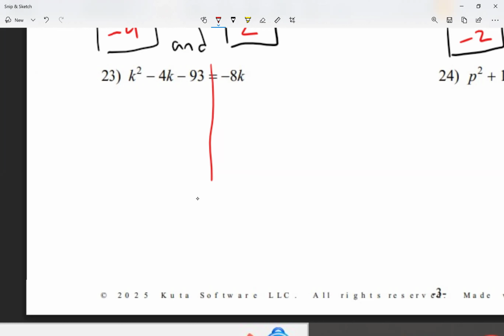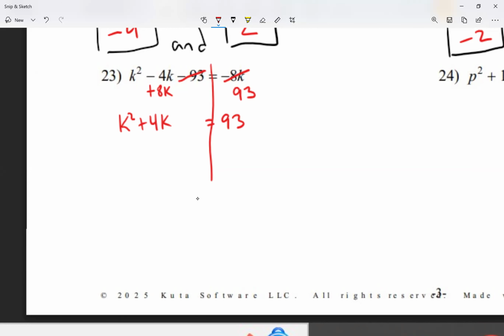So what I'm going to do, everything that has a letter on the left side, this minus 8k, I'm going to put it as a plus 8k. I'm going to end up combining those two terms later. -4k, positive 8k. This -93, I'm going to move it to the other side as a positive 93. Okay? So the left side, I have k squared plus 4k. Notice I combined my like terms. -4k plus positive 8k is positive 4k. And this is equal to 93.